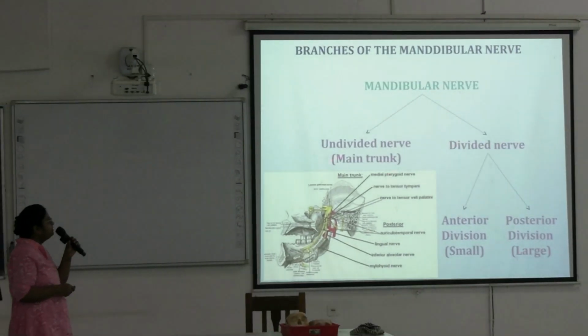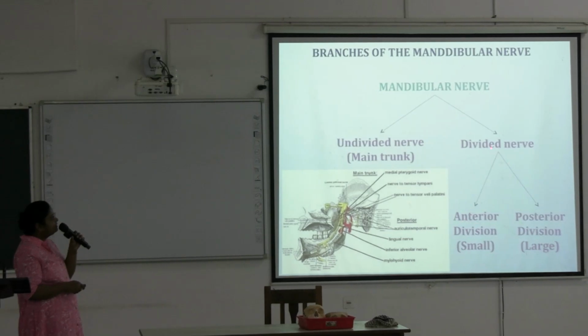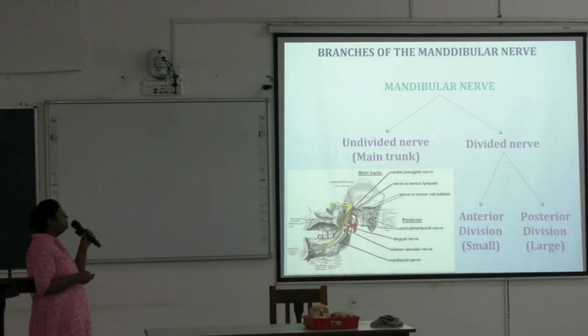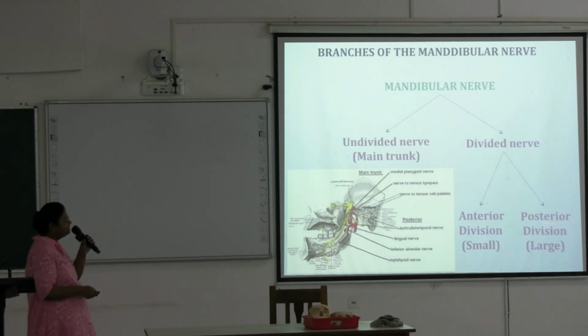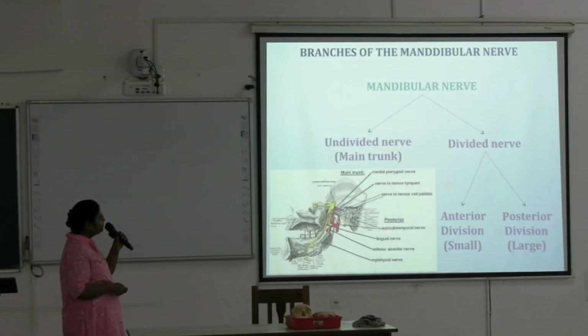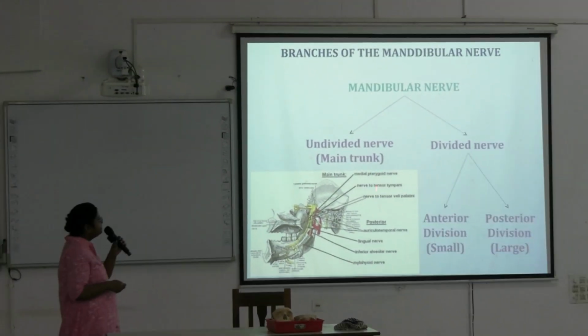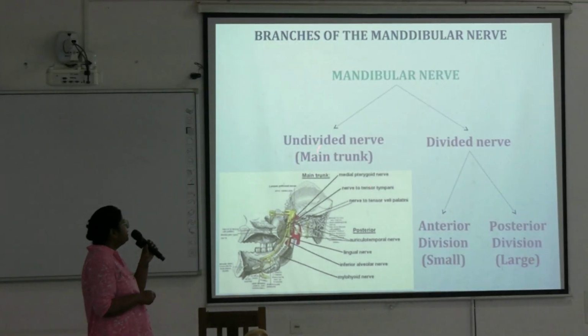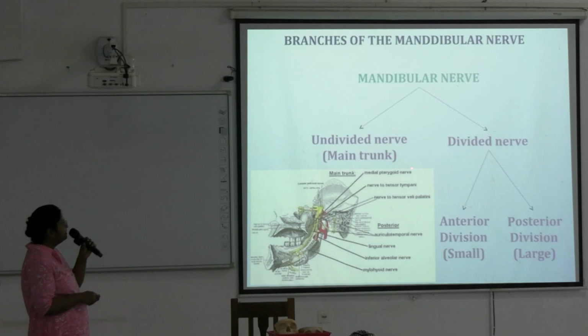Next, so mandibular nerve, it is a mixed nerve, undivided trunk and divided trunk. After formation of this main trunk, it divides into these two divisions, anterior division and posterior division. Anterior division is small, posterior division is large. Okay. So these are the branches of posterior division: auriculotemporal, lingual, inferior alveolar, mylohyoid, and these are supplied from the main trunk: nerve to tensor tympani, nerve to tensor veli palatini, medial pterygoid nerve.